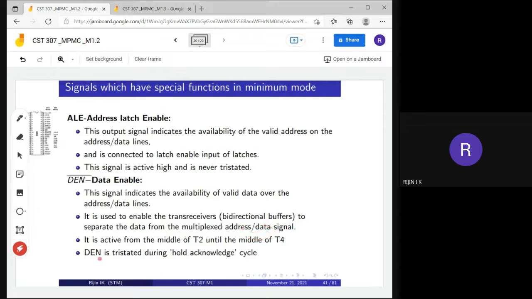And also DEN is tri-state during hold acknowledgement cycle. DEN just points ഓർത്ത് വെച്ചാൽ മതി. DEN എന്ന് പറഞ്ഞാൽ എന്താണ്, ദിസ് സിഗ്നൽ ഇൻഡിക്കേറ്റ് ദ അവൈലബിലിറ്റി ഓഫ് വാലിഡ് ഡാറ്റ ഓവർ ദ അഡ്രസ് ബാർ data line.